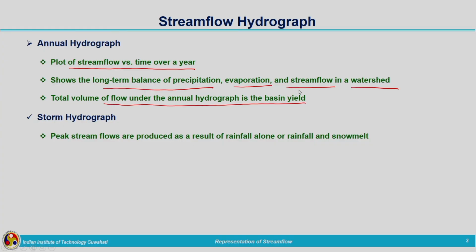Second one is the storm hydrograph. The storm hydrograph is the one which represents the stream flow versus time during the time of a particular storm or rainfall.